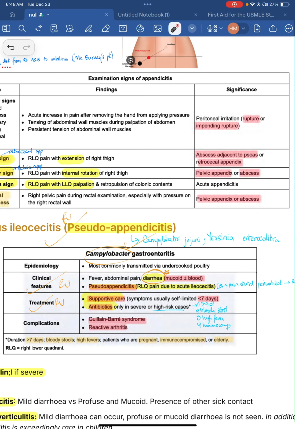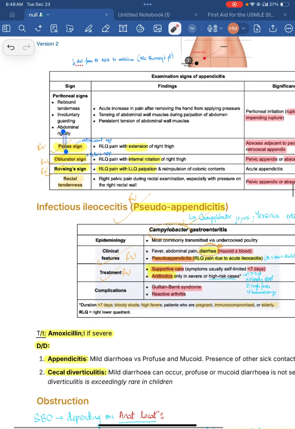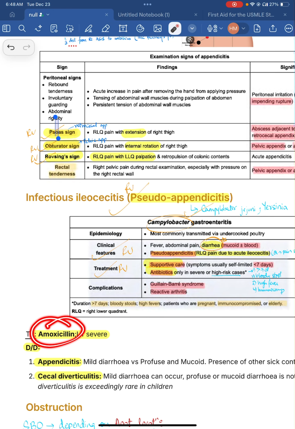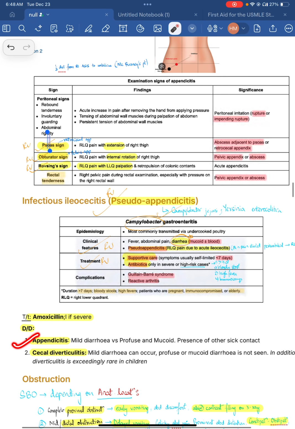Complications of Campylobacter include GBS and reactive arthritis. And what is the antibiotic that you need to give? Amoxicillin, only if it is severe. Differential diagnosis is appendicitis and cecal diverticulitis.